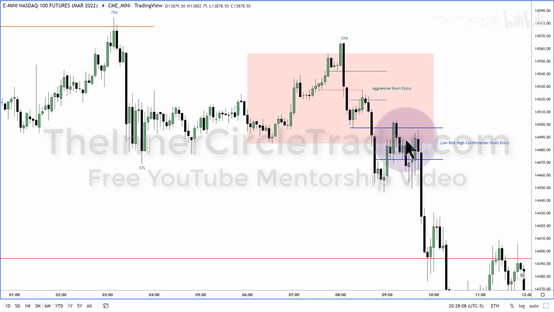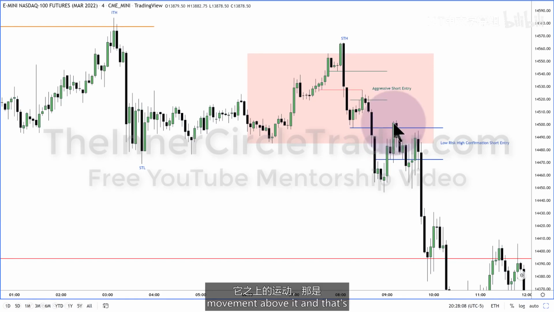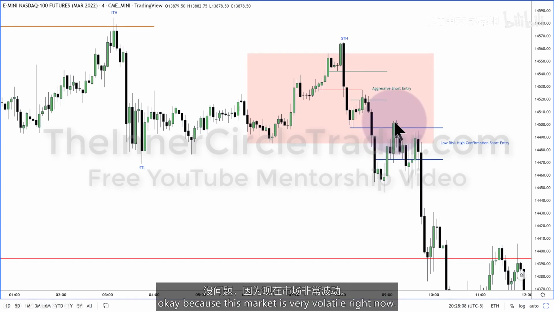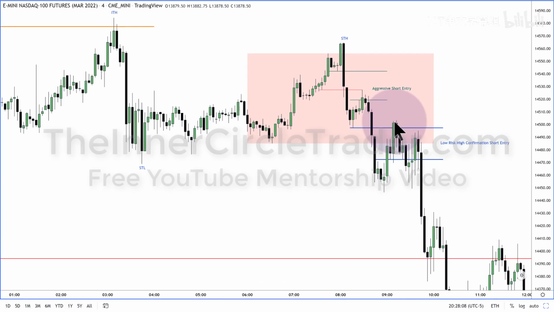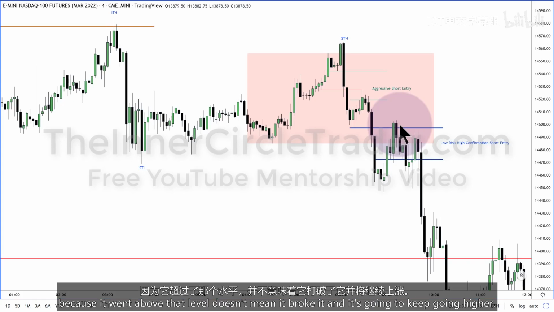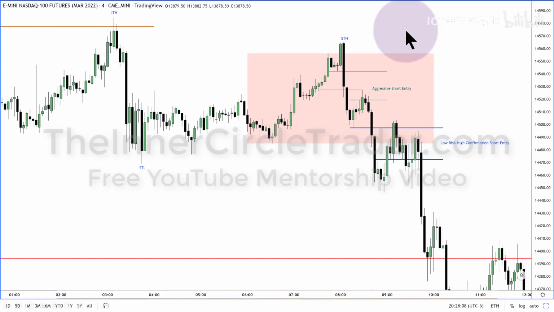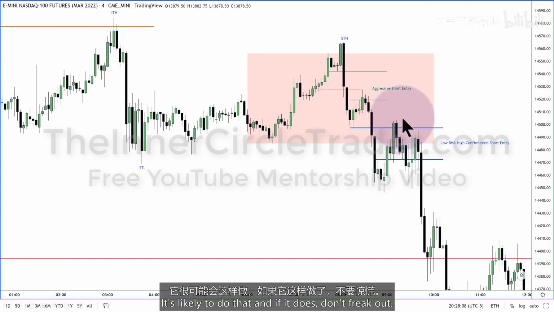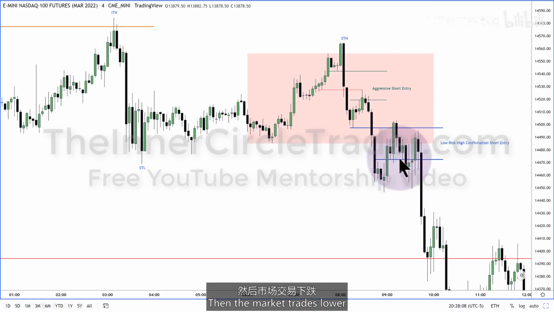Before we start dropping down, we have a little bit of movement above it, and that's okay, because this market is very volatile right now. You can't demand the markets to always deliver with this level of precision. Sometimes you get this little coloring outside the lines, and that's okay. That's a matter of experience and time studying it and doing it. You anticipate a certain measure of imperfection and still submit yourself to the idea that just because it went above that level doesn't mean it broke it and it's going to keep going higher. It's likely to do that, and if it does, don't freak out. Then the market trades lower and reaches for those targets.